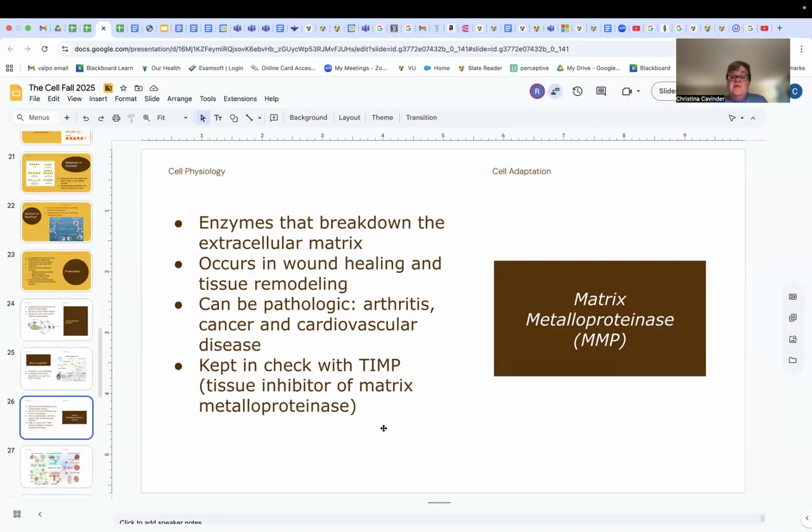So you could have where the tissue, healthy tissue is removed and not so healthy tissue is replaced. You see this in arthritis. You see this in cancer and cardiovascular disease. What keeps it in check, because we don't want it to keep breaking down the framework, because then, where does it stop? What keeps it in check is the tissue inhibitor of matrix metalloproteinase, so TIMP.